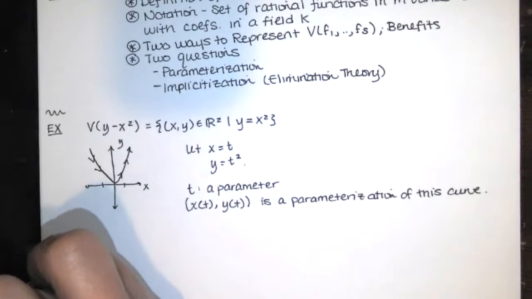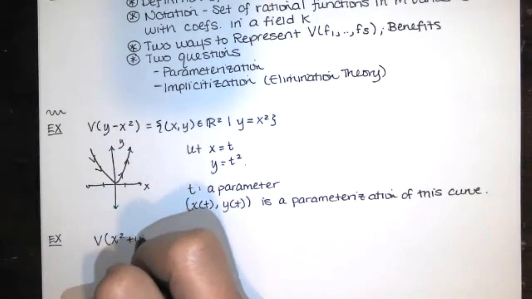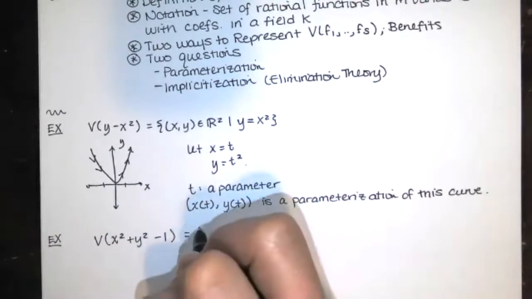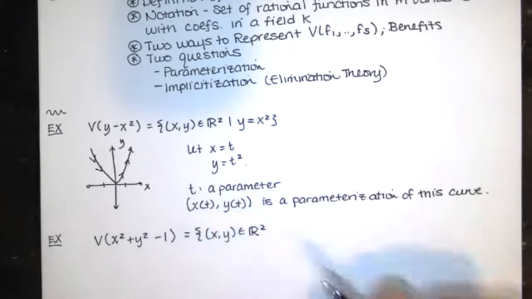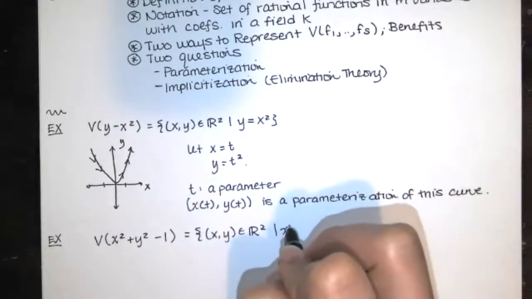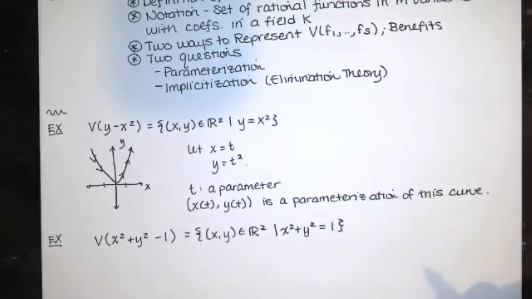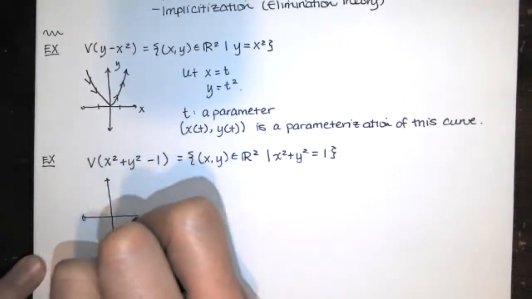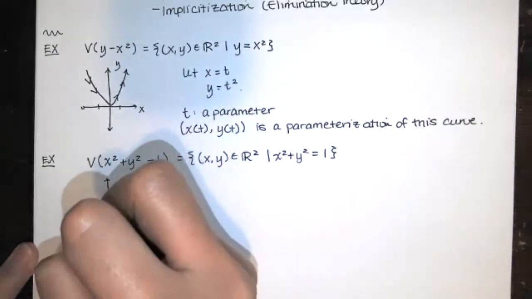Here's another example. We have the variety given by this equation, x squared plus y squared minus 1. Assuming that we're interested in two-dimensional space where our field is the field of real numbers, we have x squared plus y squared minus 1 equals 0. And if we add 1 to both sides, we get 1. Hopefully you all look at that and you say that's a circle of radius 1 centered at the origin, and it is.